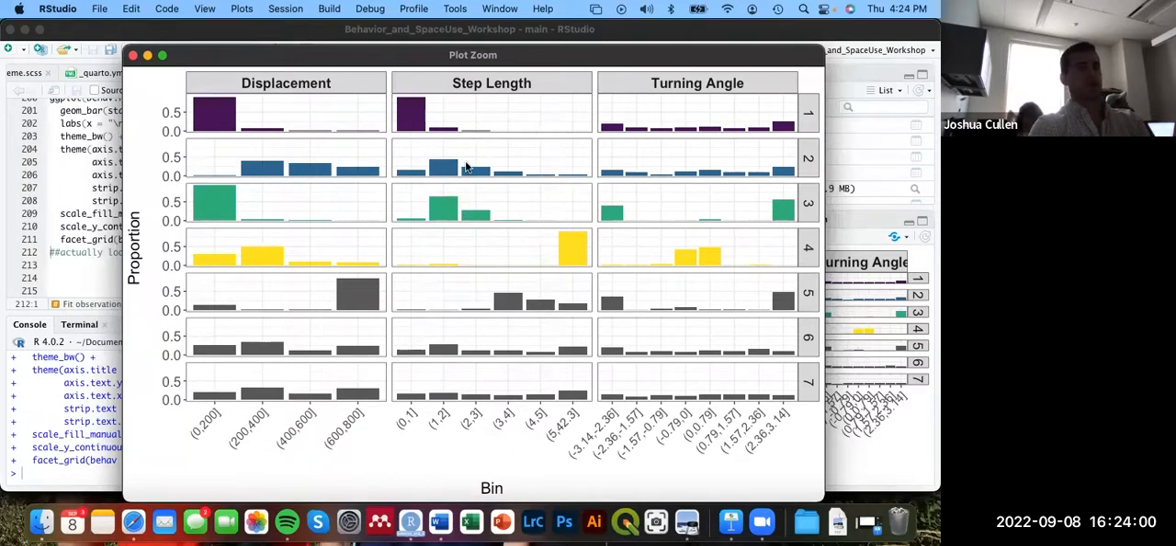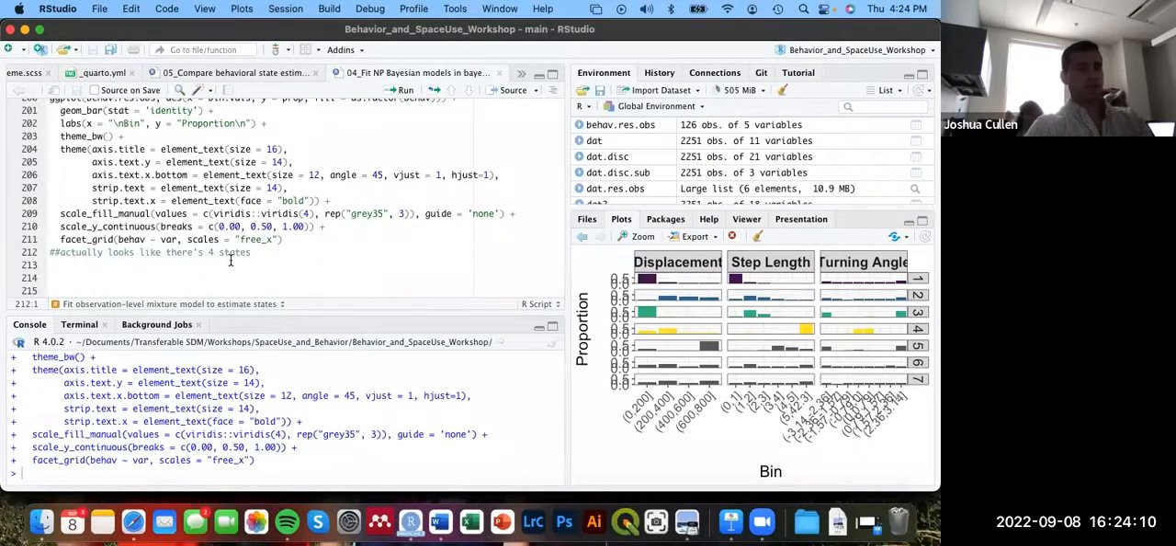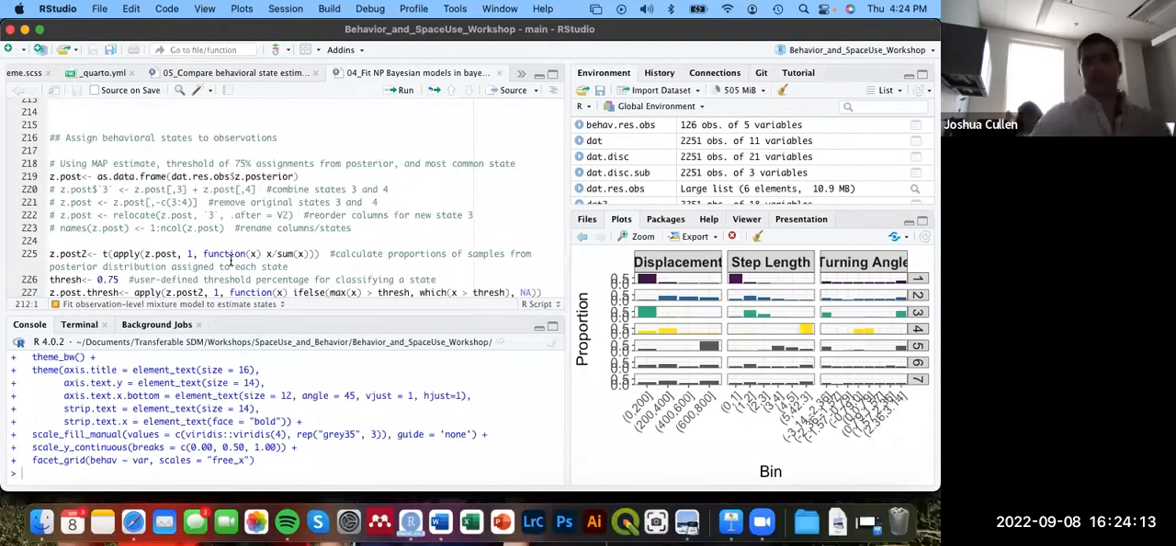But this is a process I would work through for deciding how many states are probably there and then interpreting what they represent. So my comment here: it actually looks like there's 4 states instead of 3 states. And then to assign these behavioral states, there are potentially different ways to approach this. I'm going to take these z posterior estimates, our state estimates from the posterior distribution from this model fit, and call these z post.